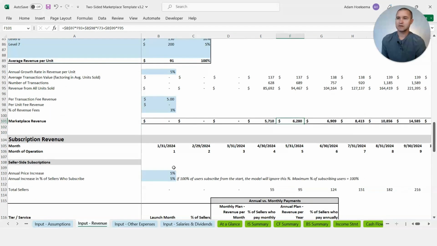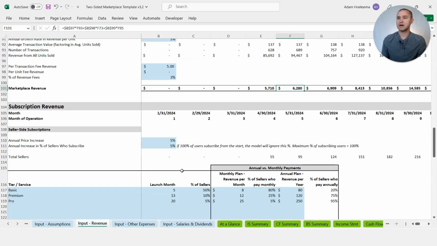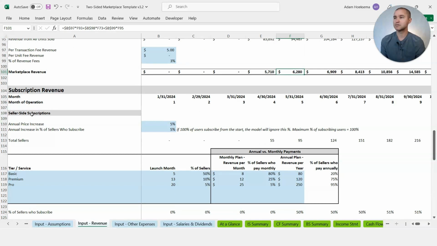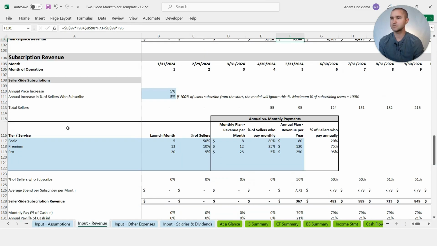Now, we also have been asked by our users to add in the ability to have subscription revenue. Sometimes marketplaces have premium levels where either the buyer or the seller can subscribe to the platform and gain additional features or benefits. So we now have the ability to do both seller-side subscriptions and buyer-side subscriptions. You can add in different tiers here. We're looking at the seller side first.